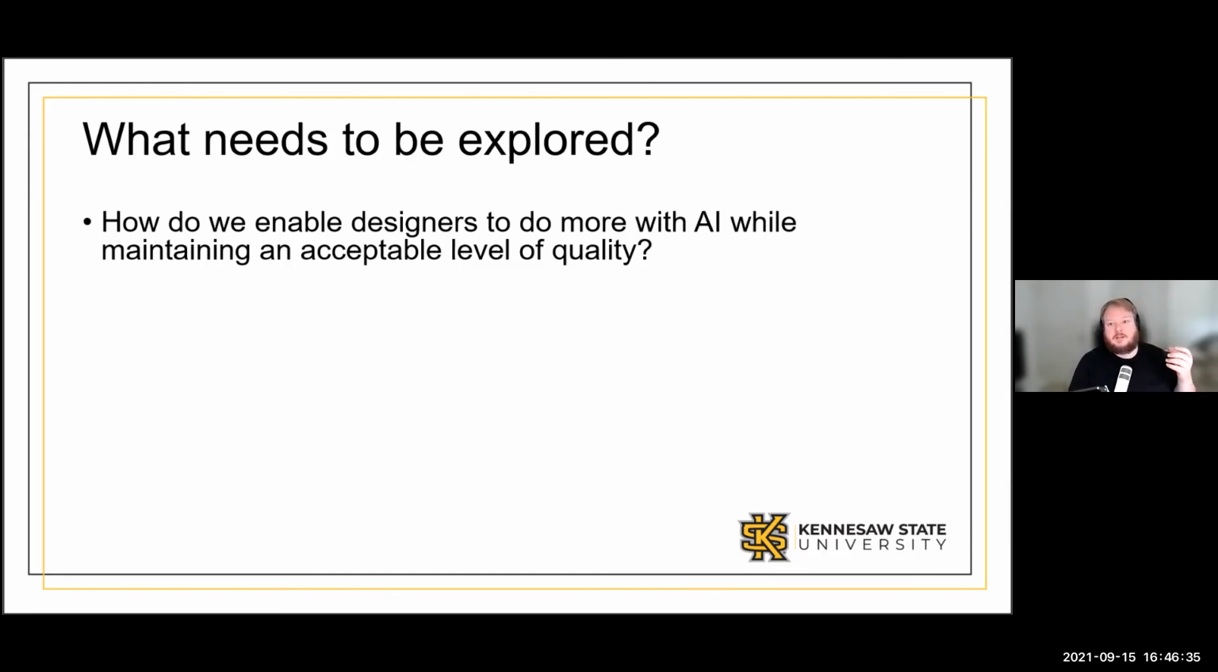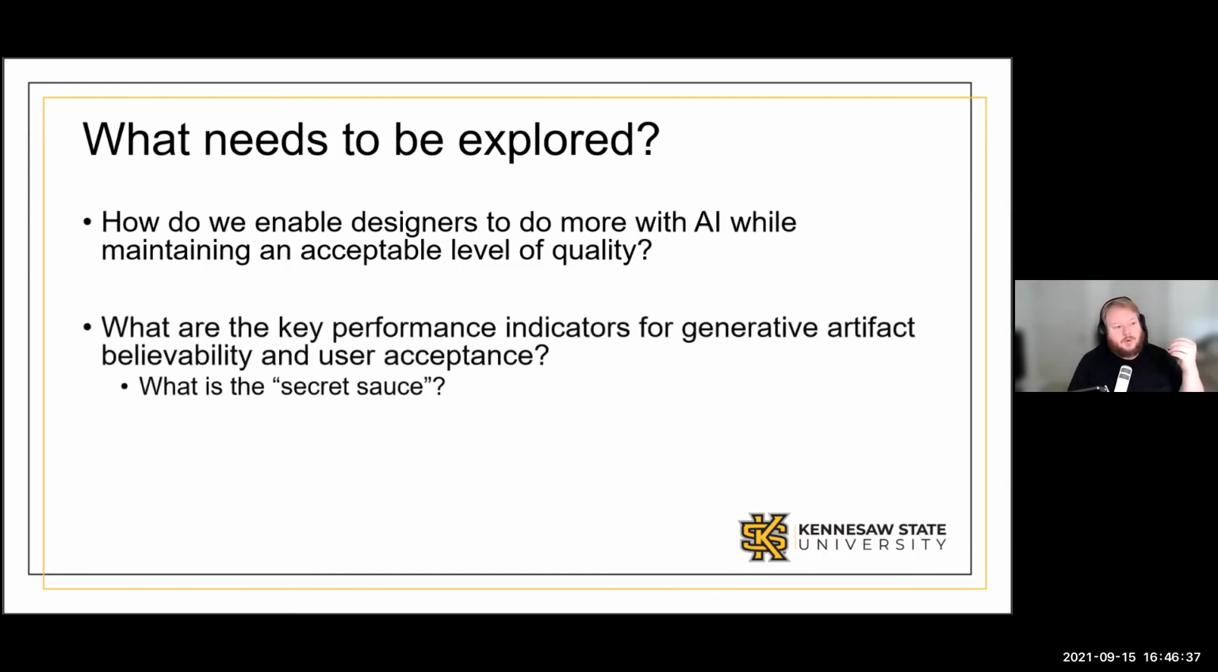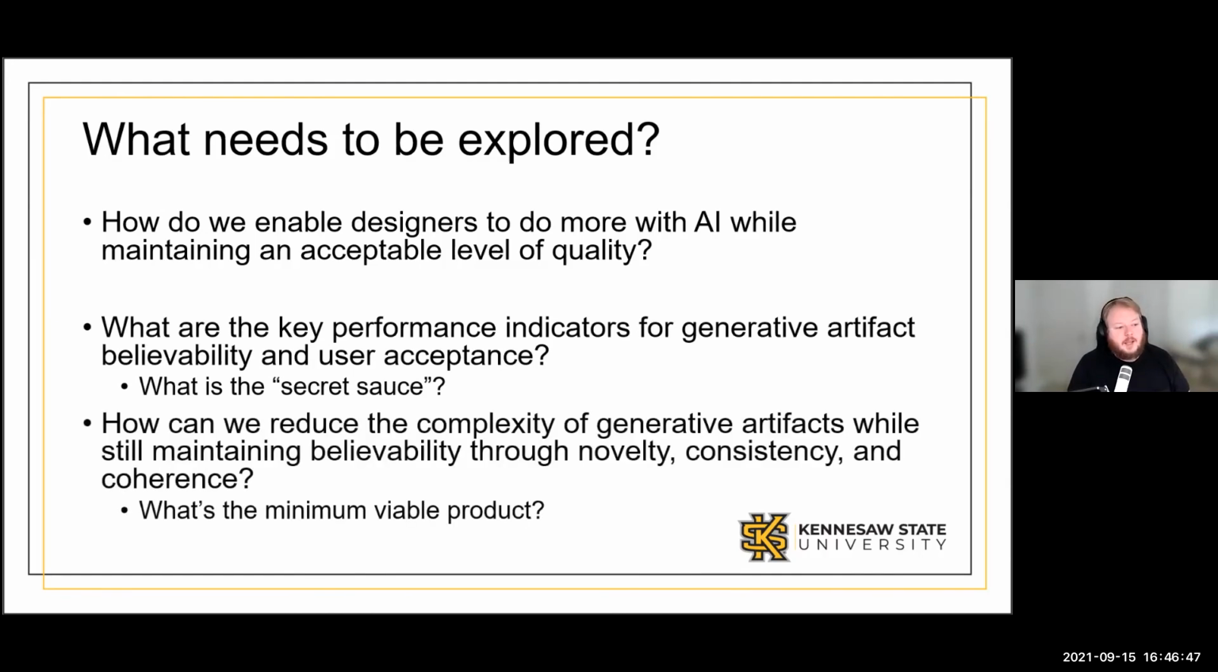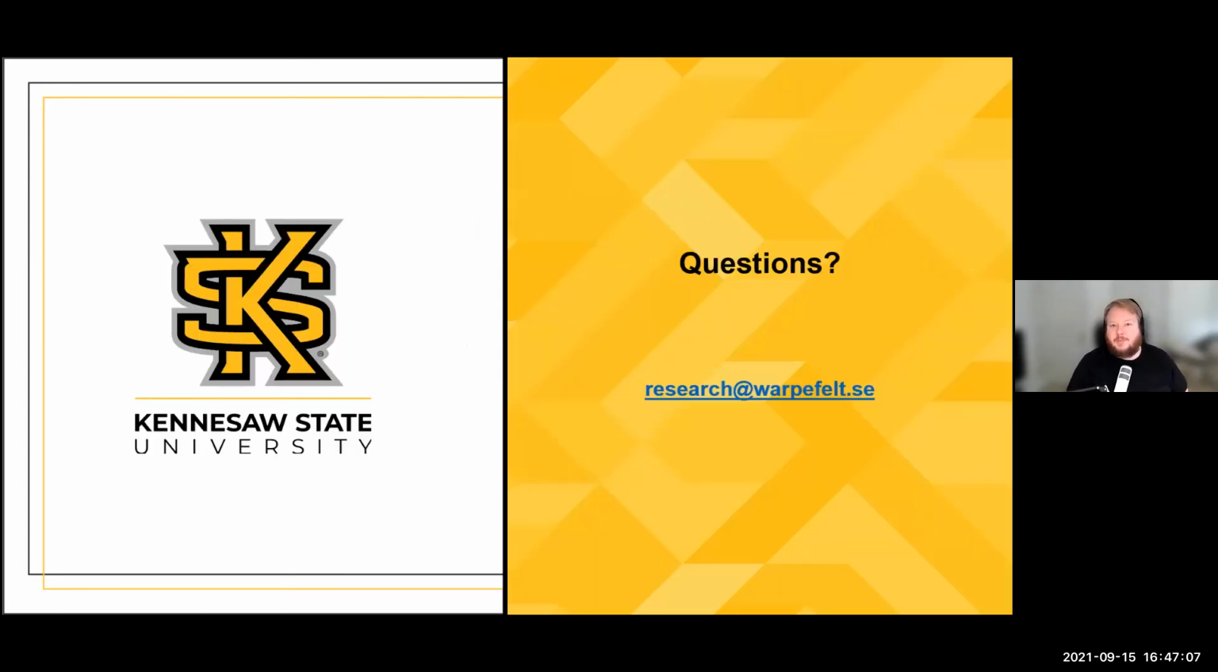So to actually be able to answer that question, we need to understand what the key performance indicators are for generative artifacts, in terms of believability and user acceptance, so what the secret sauce is. And also how we can reduce the complexity of generative artifacts, because right now we're kind of plagued by this being really complex and really costly. So how do we maintain believability and the novelty and consistency and everything while still reducing it? So what's the minimum viable product in each case? Those are the two main questions that we need to answer. And that is the end of my talk.